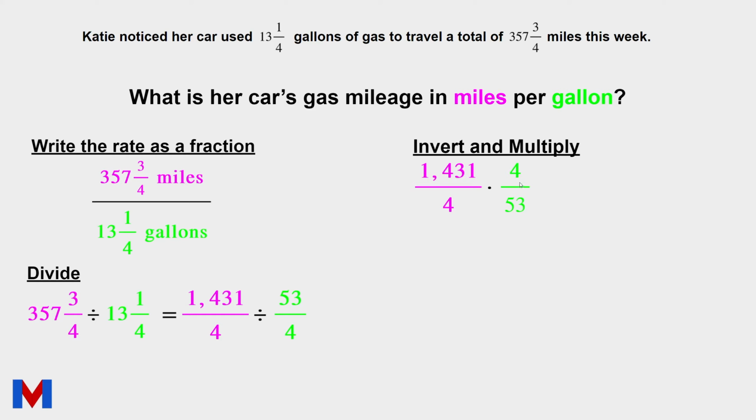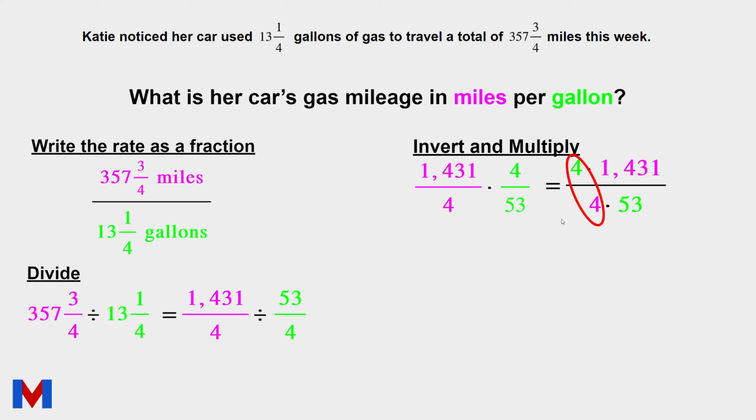Because of the commutative property of multiplication, I can put this 4 on either side of the 1,431. So I could rewrite the problem so that it looks like this. And the reason that this is important and helpful is that now we see this 4/4, right?